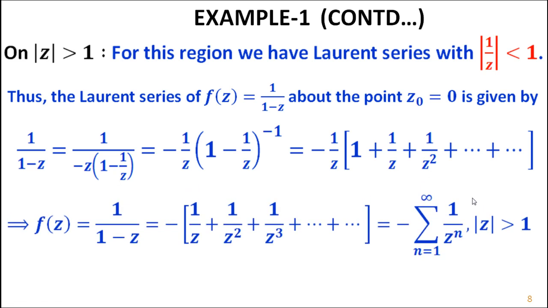That is f of z is equal to 1 by 1 minus z. By multiplying with minus 1 by z, we can get minus times 1 by z plus 1 by z square plus 1 by z cube plus and so on. So, which is equal to minus of summation 1 by z power n, where n runs from 1 to infinity. The validity of this series is mod z is greater than 1.